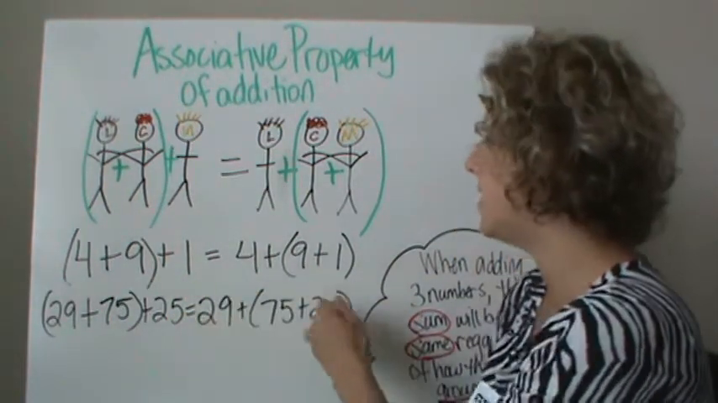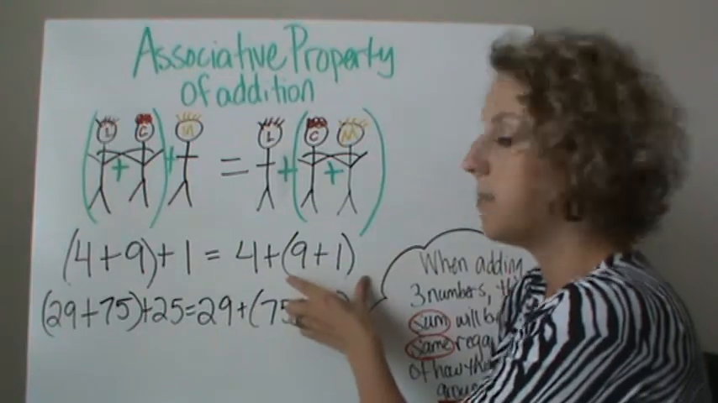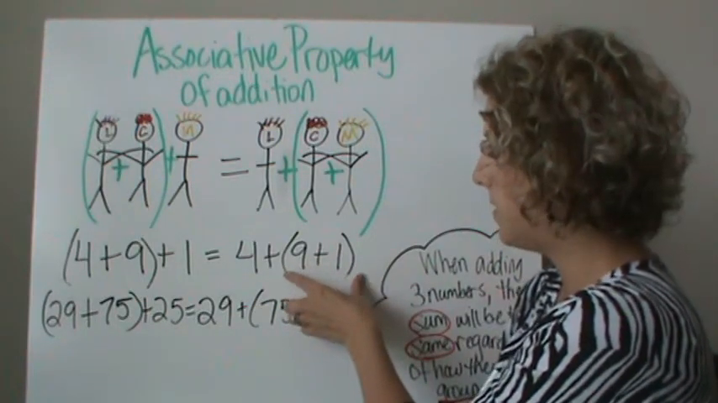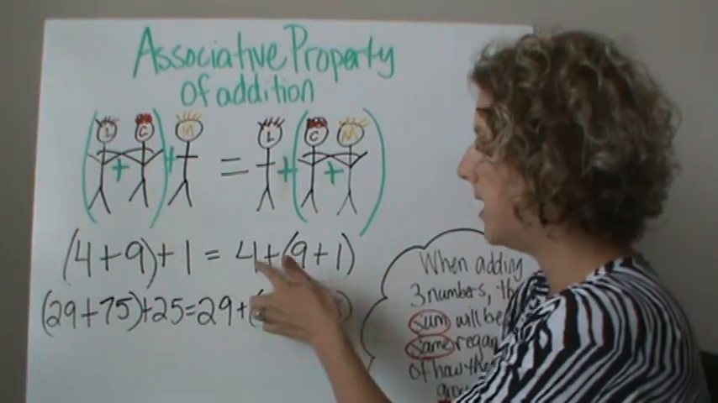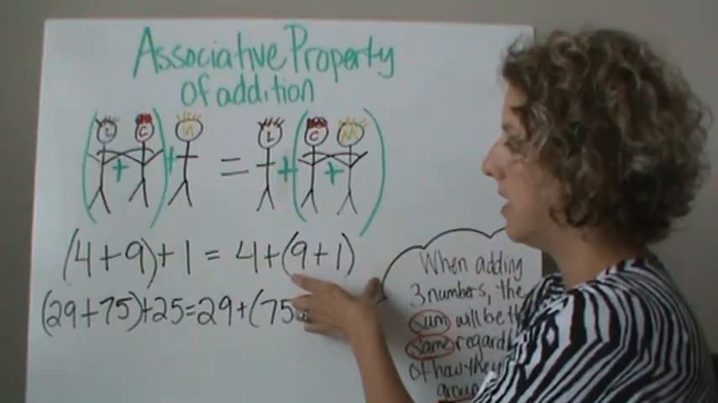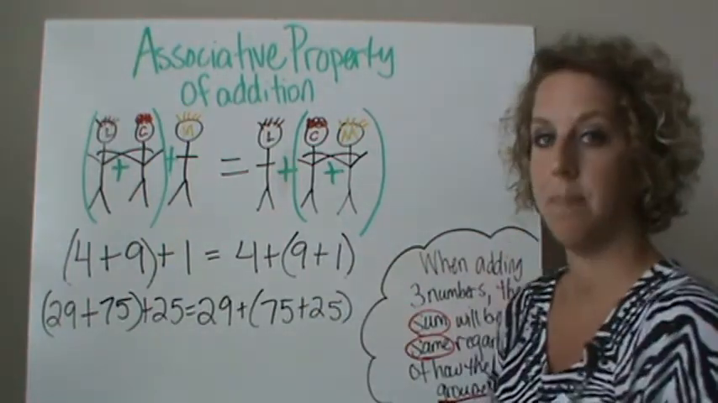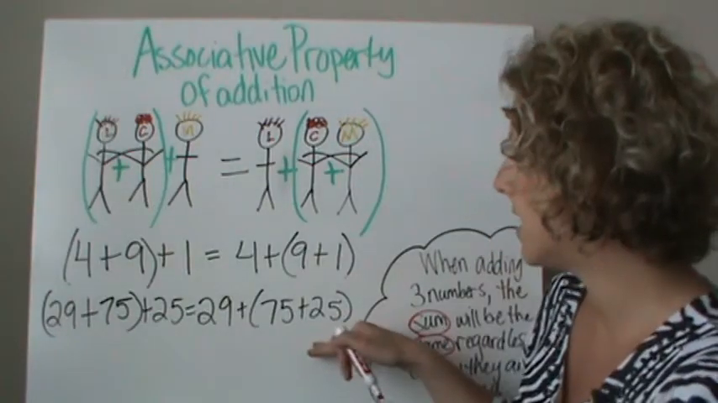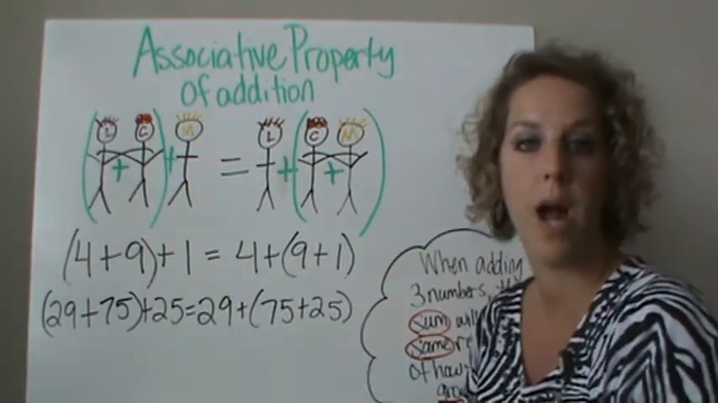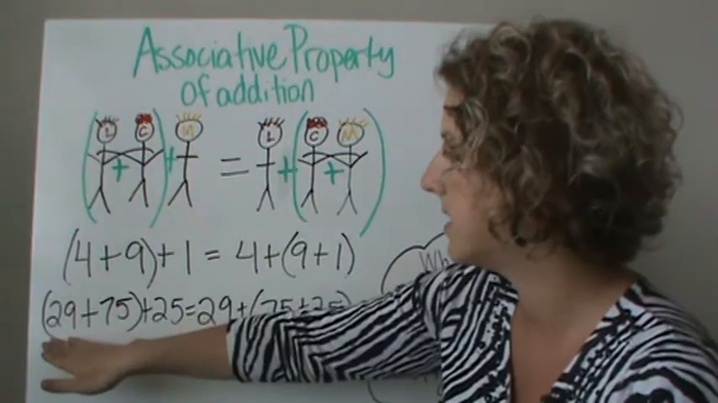Well, if you group it a different way, and you start with the parentheses, 9 plus 1 is 10, plus 4 is 14. Regardless of how they're grouped, even though you're adding the parentheses first, you still have the same sum. Now, when the numbers get larger, this is a really helpful property for mental math. So let's look at this last example.